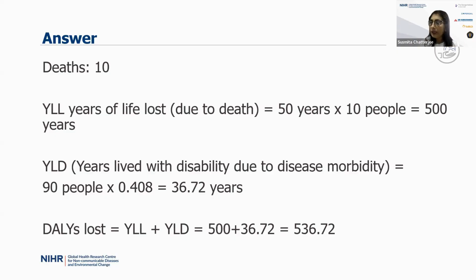Now, your interpretation is that without the intervention, there were 1,000 DALY. With the intervention, I found 536 DALY. This means my intervention was able to avert 1,000 minus 536 DALYs. That's the conclusion. Okay.